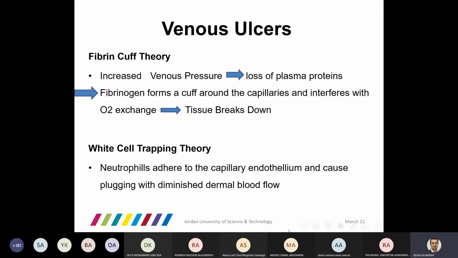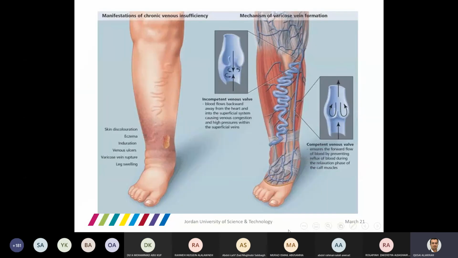هلا حكينا لكم امثله على الكرونيك ووندز. في عندنا الفينس ألسرز، والفينس ألسرز اللي بدي تعرفوه they happen in the gaiter area which is just above the ankle. They are associated with chronic venous insufficiency. شو يعني chronic venous insufficiency؟ يعني في عنا incompetence in the valves وهذول ربنا خلق ال valves to bring the blood backward to the heart. So if these valves are damaged, the blood will become pooled in the leg. So this will lead to skin discoloration, eczema formation, induration, and venous ulceration, and secondary varicose veins.